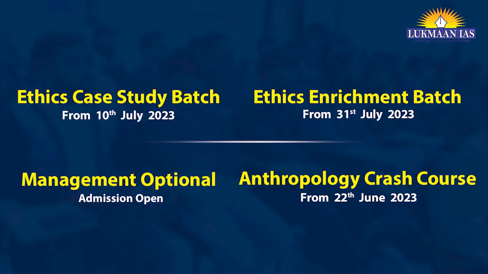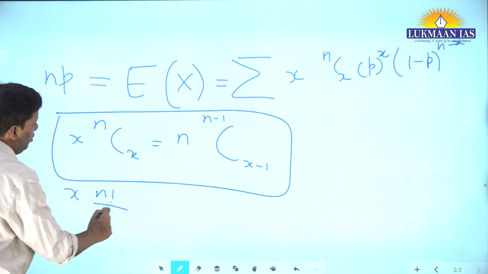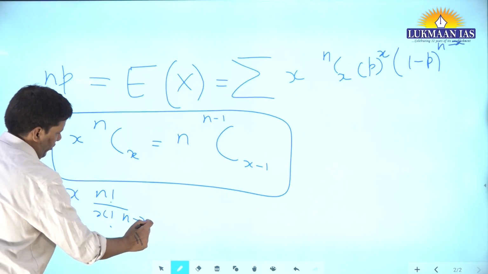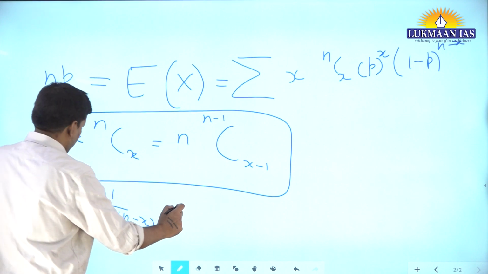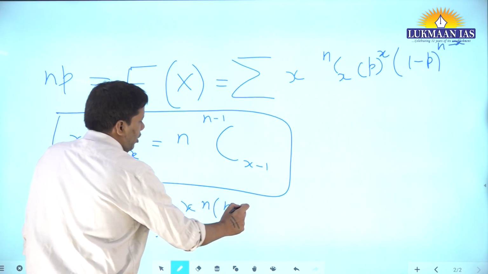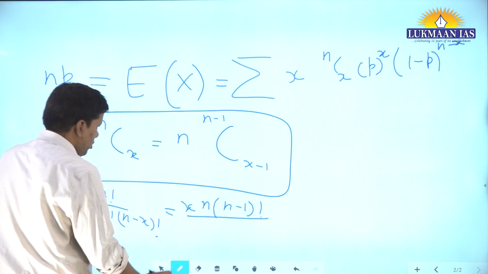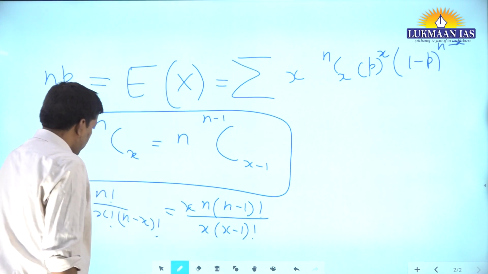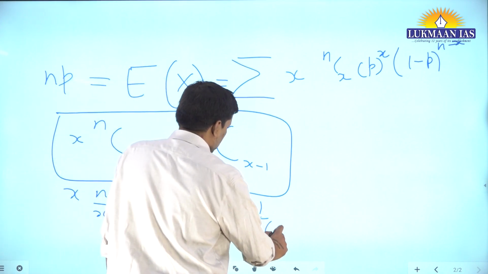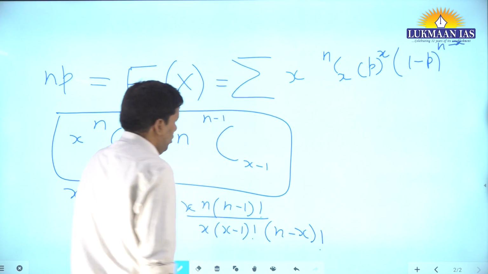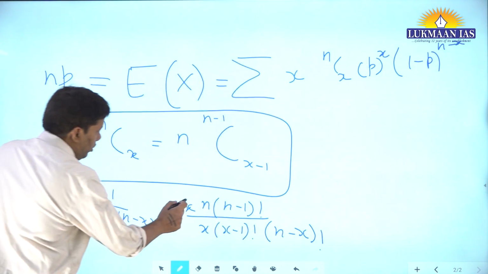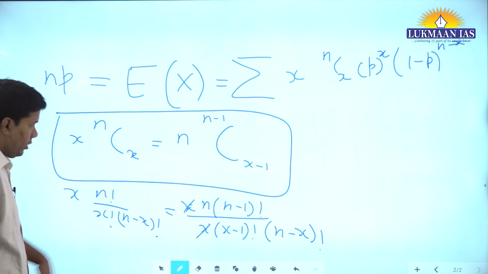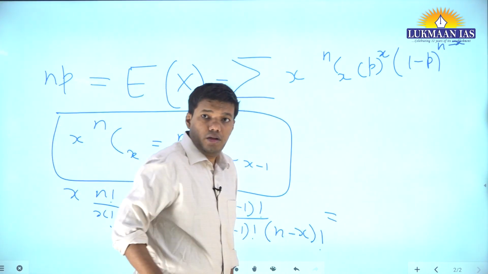n factorial into n minus 1 factorial. I'm simply expanding this thing. To be simpler, I will write it like this: n factorial upon x factorial into n minus x factorial. This is fine? Now I can write it as x into n minus 1 factorial upon x into x minus 1 factorial, and this is your n minus x factorial. Fine? x got cancelled, right?